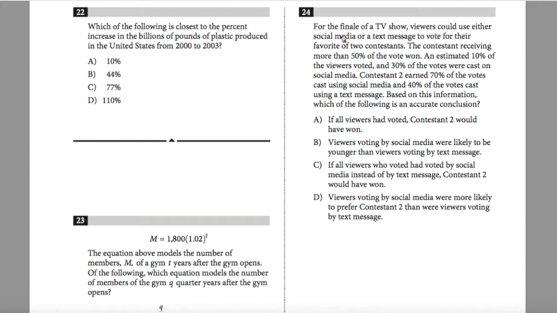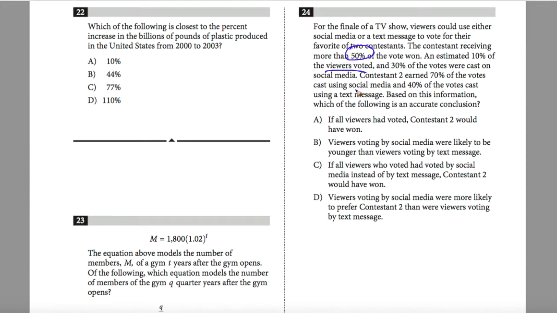Question 24. For the finale of a TV show, viewers could use either social media or text messages to vote for their favorite 2 contestants. The contestant receiving more than 50% of the vote won. An estimated 10% of viewers voted overall. That's actually pretty low. And 30% of the votes were cast on social media. Contestant 2 earned 70% of the votes cast using social media, and 40% of the votes cast using a text message. So contestant 2 is obviously more favorable on social media, and that's kind of the only thing thus far we can draw a conclusion from.